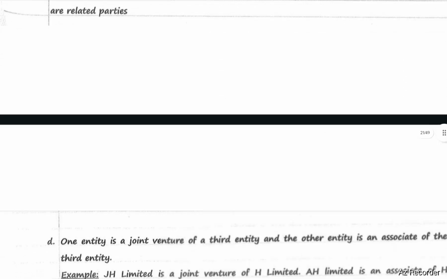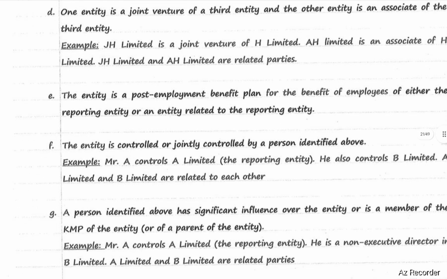Next, one entity is a joint venture of a third entity and the other entity is an associate of the third entity. Example, JH Limited is a joint venture of H Limited. AH Limited is an associate of H Limited. Here, JH Limited and AH Limited are related parties.